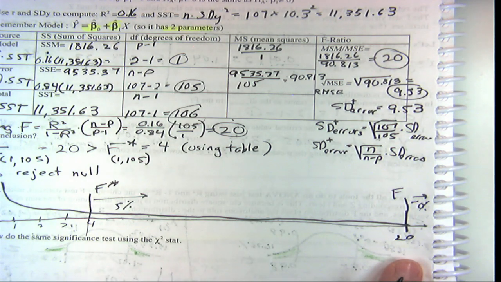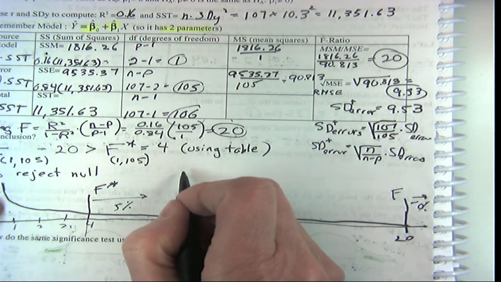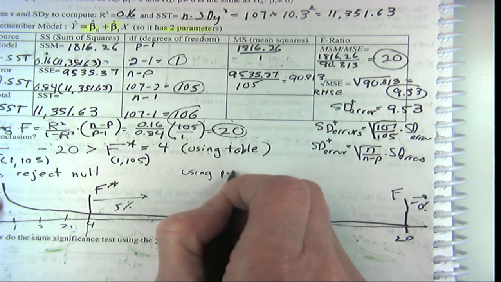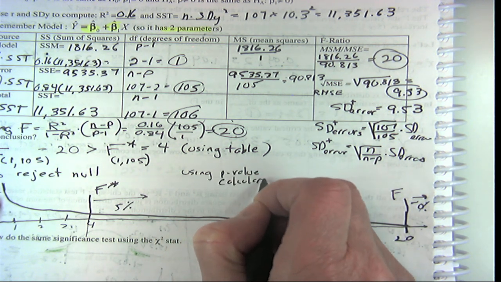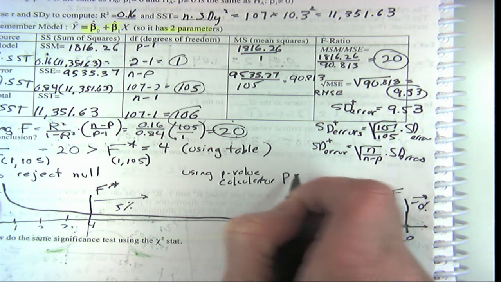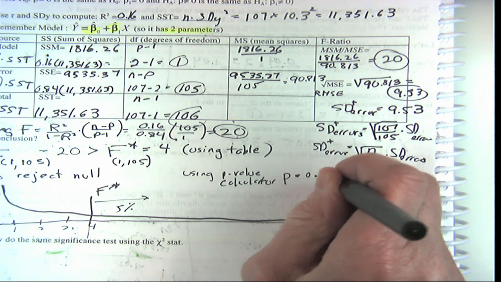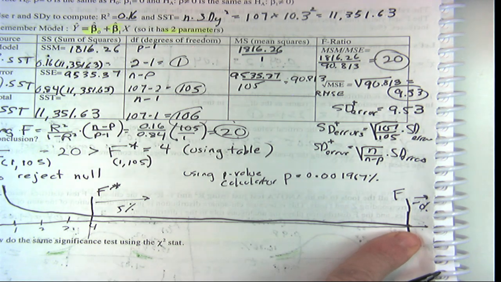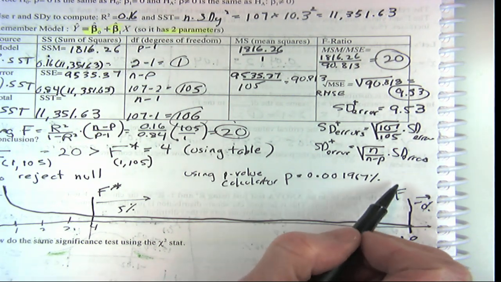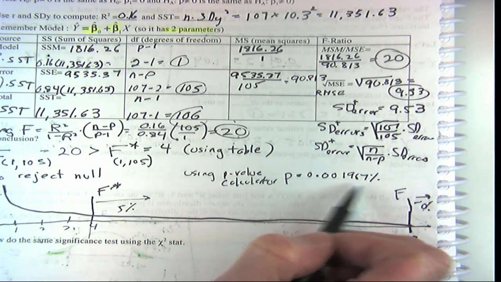Do you want to see what it is? I looked using a p-value calculator, using the table before, and we got p equal to 0.001967%. So it's almost 0. That's what this p is. I said almost 0 there, it's that.